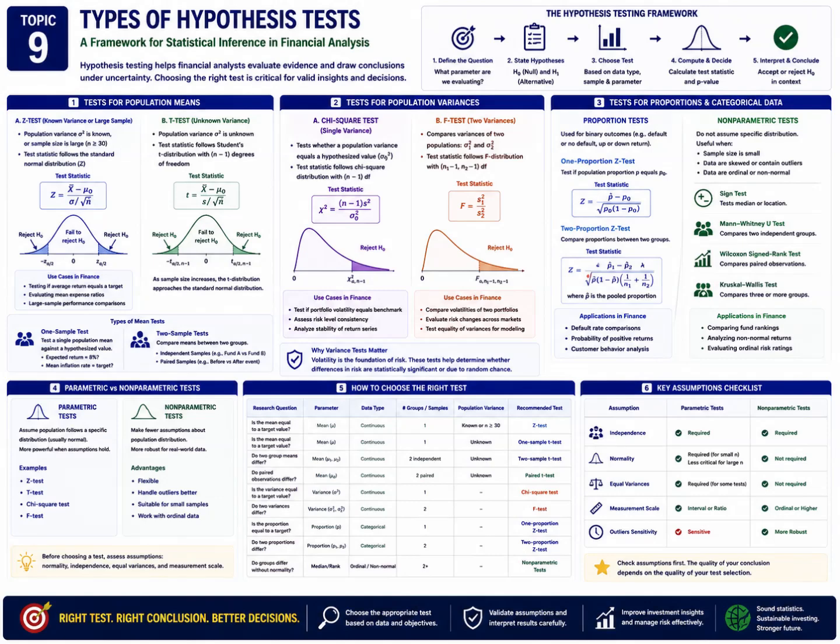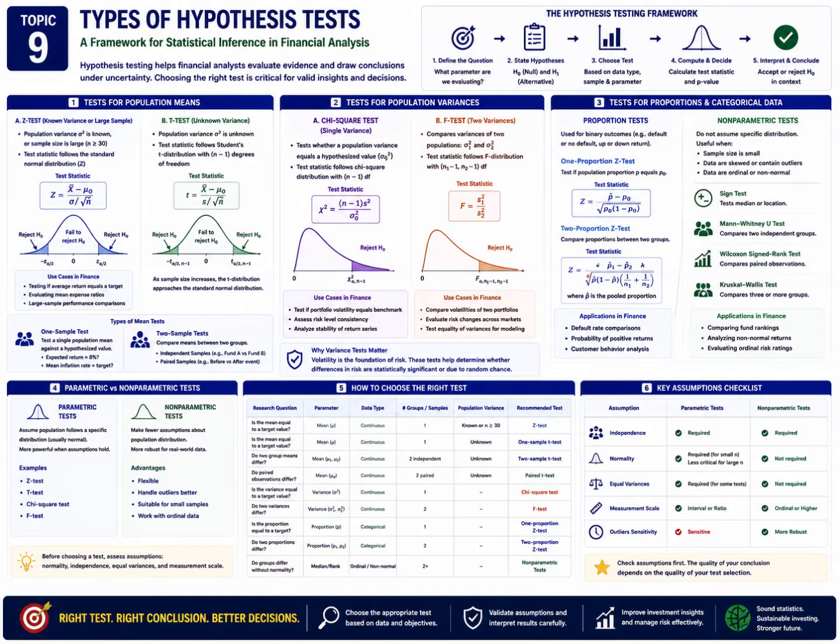Another major topic in the topic is tests involving proportions and categorical data. Proportion tests evaluate the likelihood of specific outcomes within populations, such as default rates or the frequency of positive returns. These tests are commonly applied in credit analysis, survey research, and behavioral finance studies.